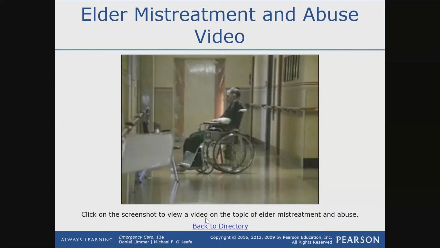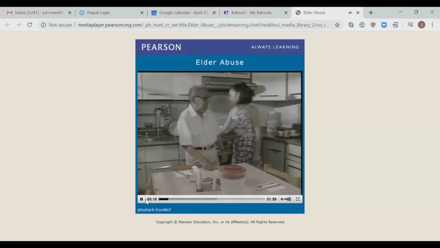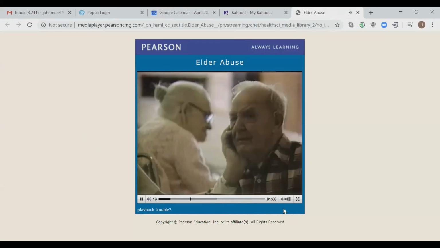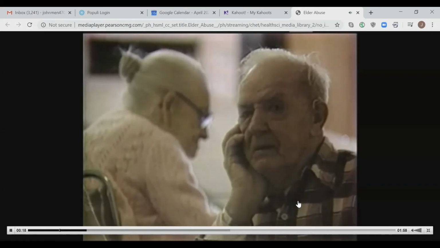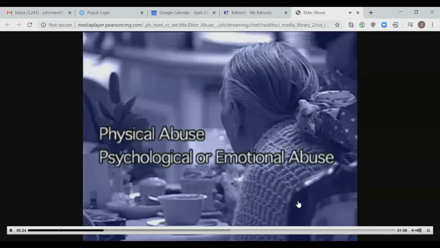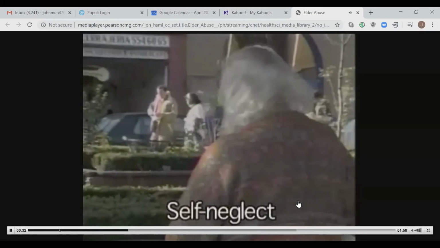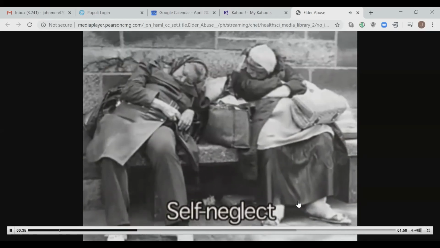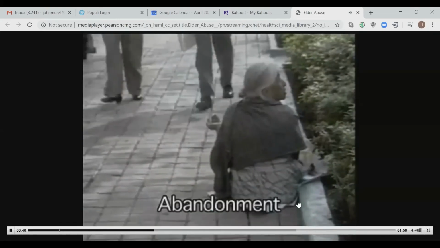Elder mistreatment is the outcome of abuse, neglect, exploitation, or abandonment of older adults, and represents some of the most tragic behavior in the area of family violence. Any action or inaction that caused harm or endangers the welfare of an older adult may be considered elder mistreatment. Types of elder abuse include physical abuse, psychological or emotional abuse, sexual abuse, financial exploitation. Self-neglect, when the older individual exhibits personal disregard or inability to perform self-care. Institutional mistreatment, and abandonment.